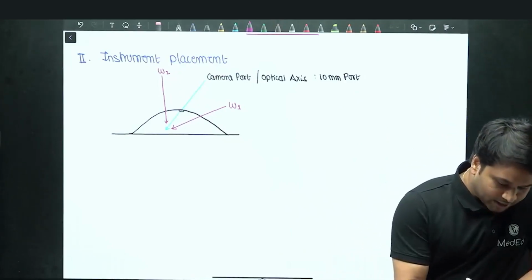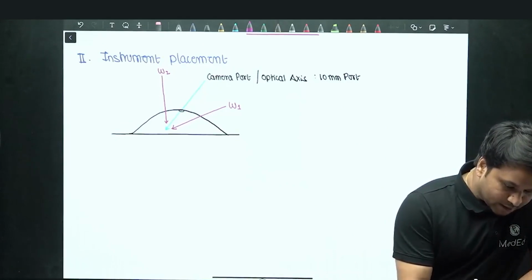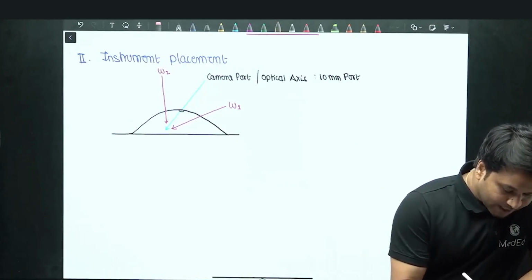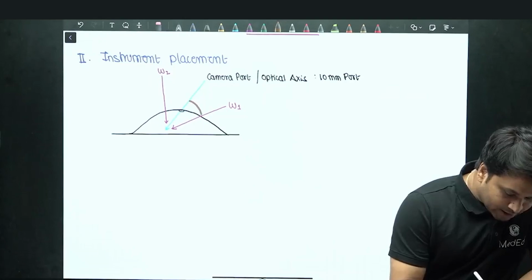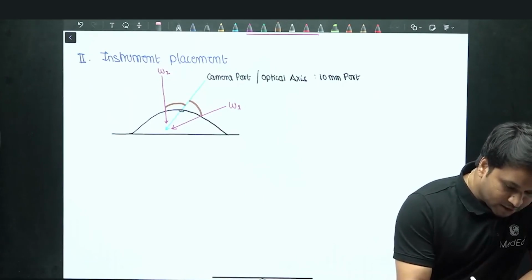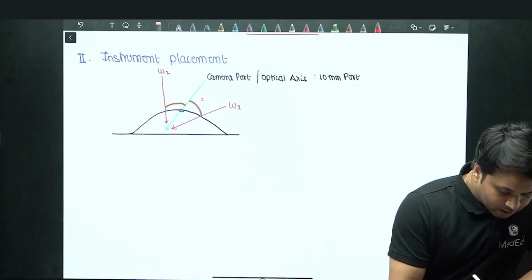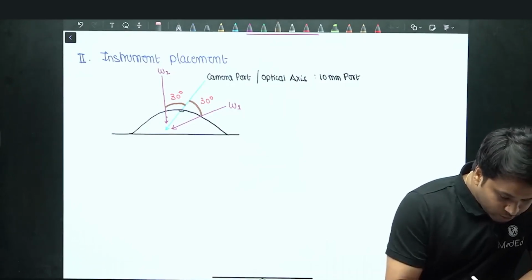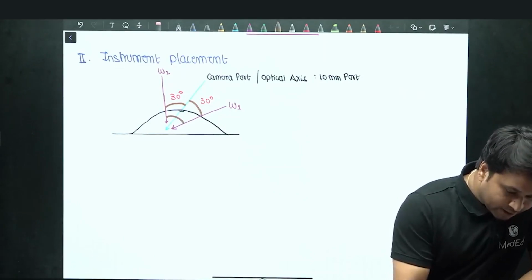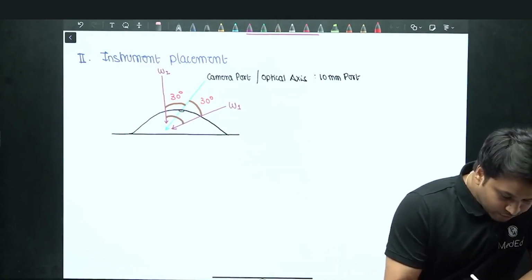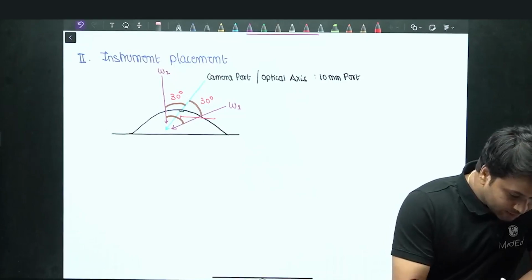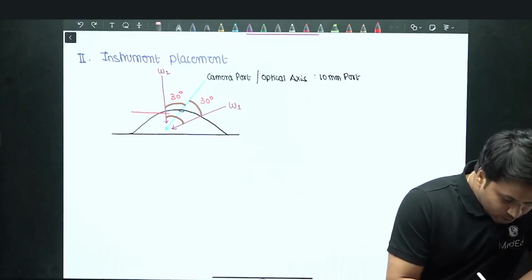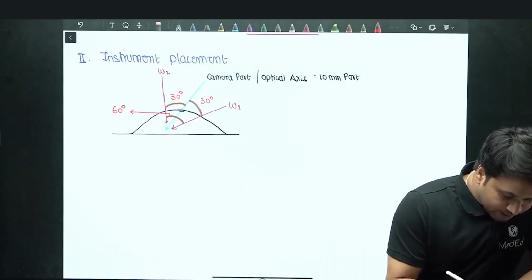Now the question that they'll ask you is, what are these angles? Remember, the angle between the vertical axis, your optical axis, and the working port will be 30 degrees. The angle between the two working ports will be 60 degrees.